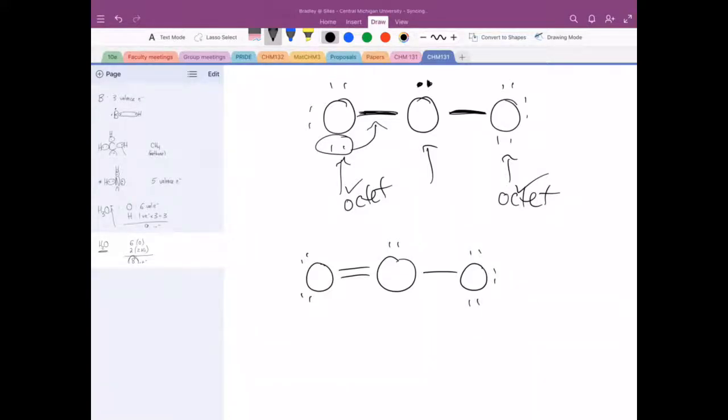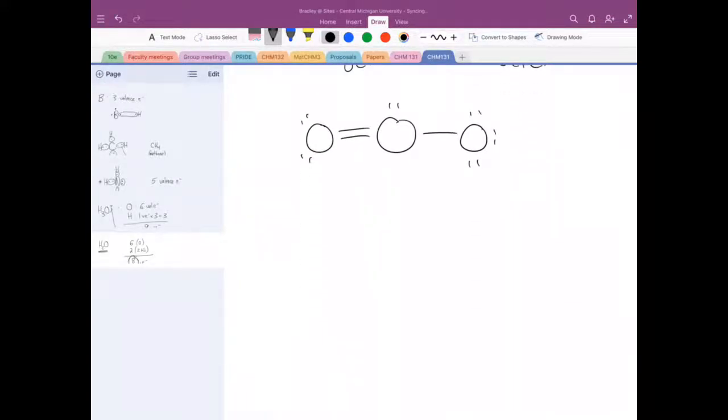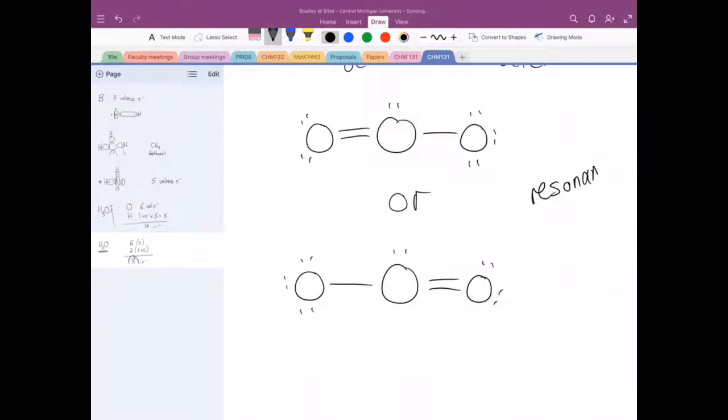Okay? And so this is one example. But what if I decided, instead of on the left side, to do this? So you could have also this one. And the way we normally indicate this, if it's your choice whether you make the double bond on the left or the right, or different combinations, we call these resonance structures or resonance forms.